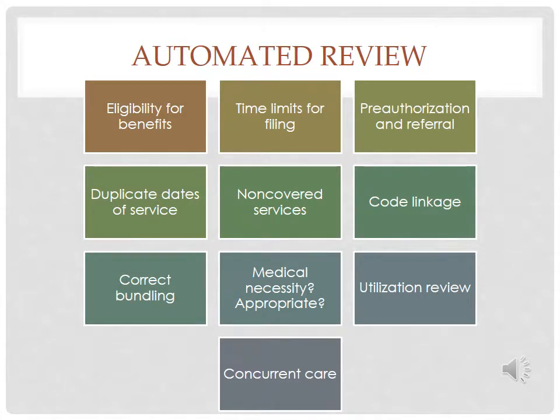The next step in claims adjudication is an automated review, and this is where the payer's computer system checks all sorts of types of things. Is the patient actually eligible for benefits through this insurance program? Was the claim filed within the time limit, which is usually within 90 to 180 days of service? A claim needs to be submitted. If required, are valid pre-authorization and referral numbers provided on the claim? Are there duplicate dates of service? Billing for a service on the same date that's already been adjudicated. These are things that might flag it and might hold us up.